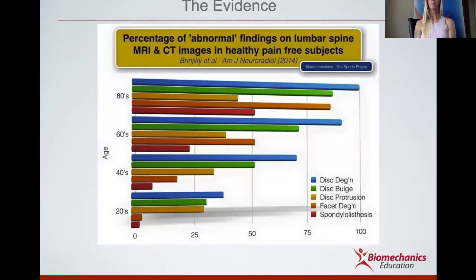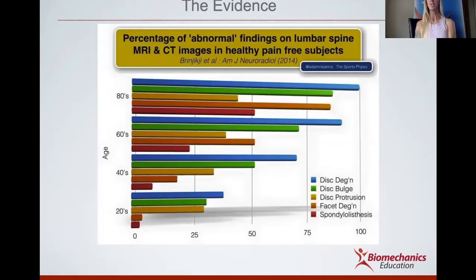So this slide is really just to raise awareness of the percentage of abnormal findings on lumbar spine MRIs and CT images, and these are in healthy, pain-free subjects. What you can see on the left-hand side are their ages from their 20s up to their 80s. And then what you can see color coding is the ages where they were shown to have disc degeneration, disc bulges, disc protrusions, facet degeneration, spondylolisthesis. And so these guys had no symptoms.